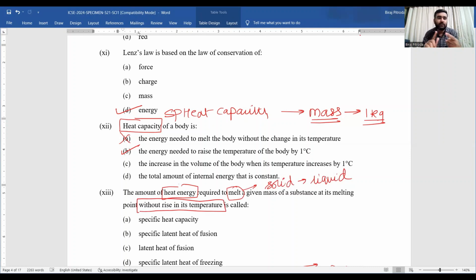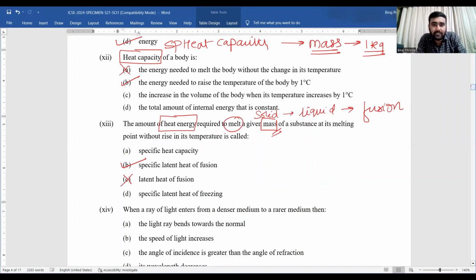If there is a change of solid to liquid at a constant temperature, that means this is going to be a concept or phenomenon related to latent heat of fusion. So your correct option is option number C, latent heat of fusion. I hope this is clear to us. Let's take the next one. Clear to us. It's simple. Fine. Let us take the next one.